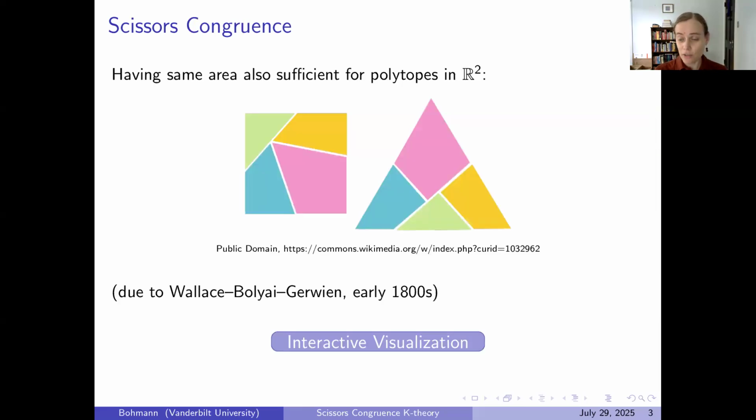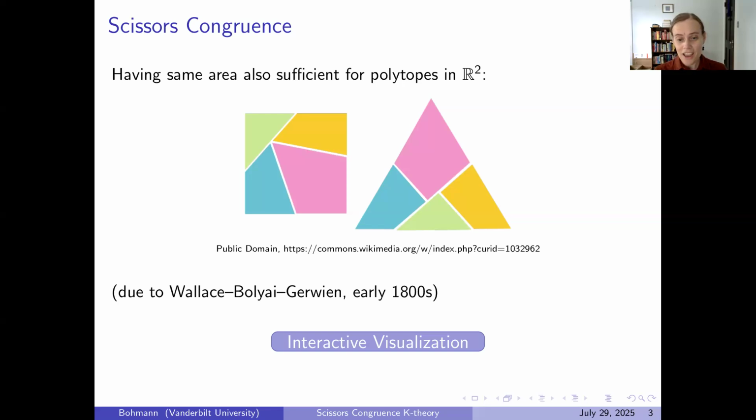It turns out, if we're looking at polytopes in 2-dimensional Euclidean space, having the same area is the only criterion you need. It's a sufficient criterion for 2 polytopes to be scissors congruent. This is like the classical picture of a square and a triangle with the same area, and one way you can cut them up into the same pieces, modulo rotations and translations, and reassemble one to get the other. And this result, that having the same area is sufficient for polytopes in R2 to be scissors congruent, is due to Wallace, Bolyai, and Gerwien separately in the early 1800s.